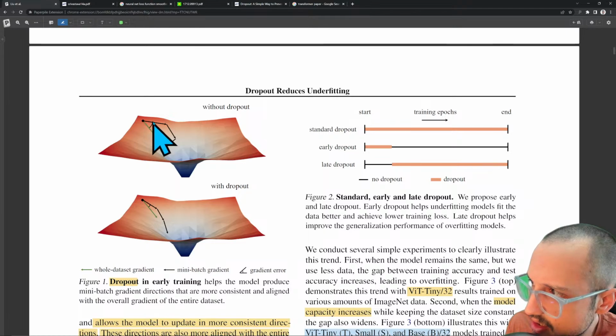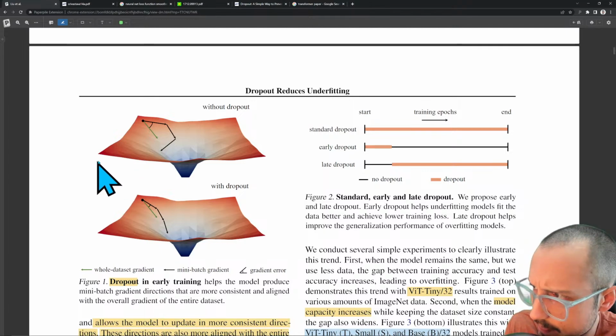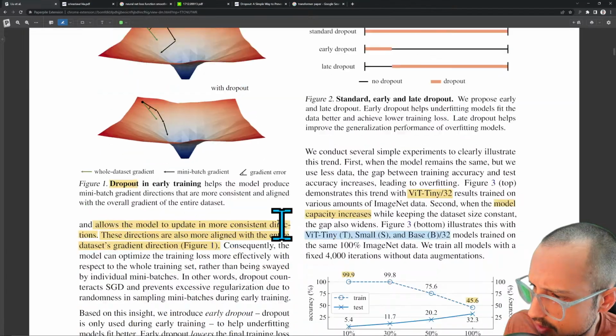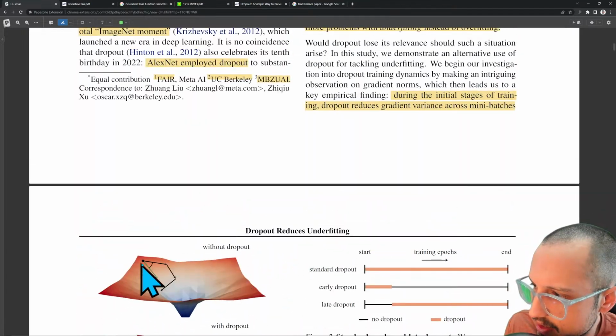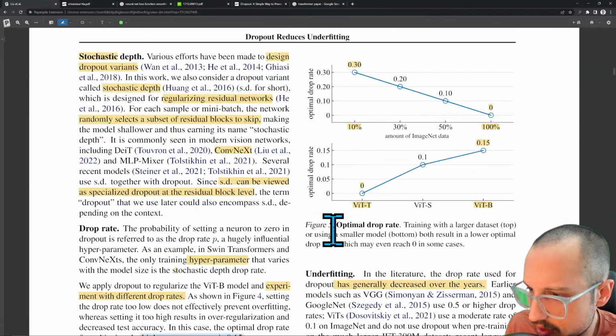You could think of basically this little arrow here as representing a single gradient step in model parameter space. So the L2 norm of the gradient, kind of think of it as roughly the length of this vector, right? That's one way to think of it.